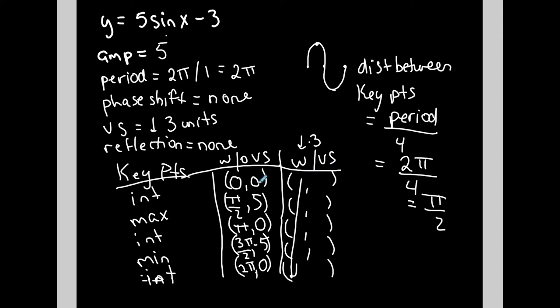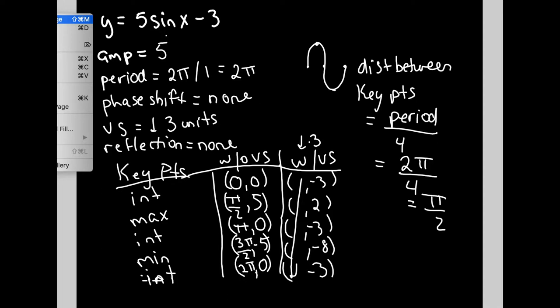So 0 minus 3 is negative 3. 5 minus 3 is 2. 0 minus 3 is negative 3. Negative 5 minus 3 is negative 8. And 0 minus 3 is negative 3. And now I have all of my points to graph.